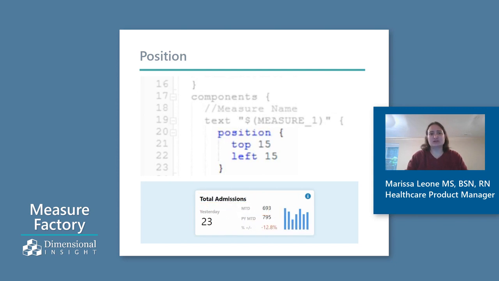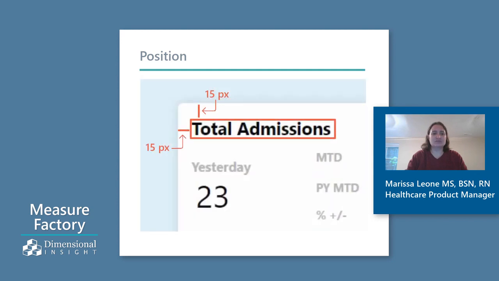There are two sub-attributes, top and left. Top will specify how close to the top of the stamp you want it. So this would be used to raise or lower the component. And then left is how many pixels from the left edge of the stamp. So you would use it if you want to adjust the component left or right. So you would set position, and then you set your top, and you set your left.